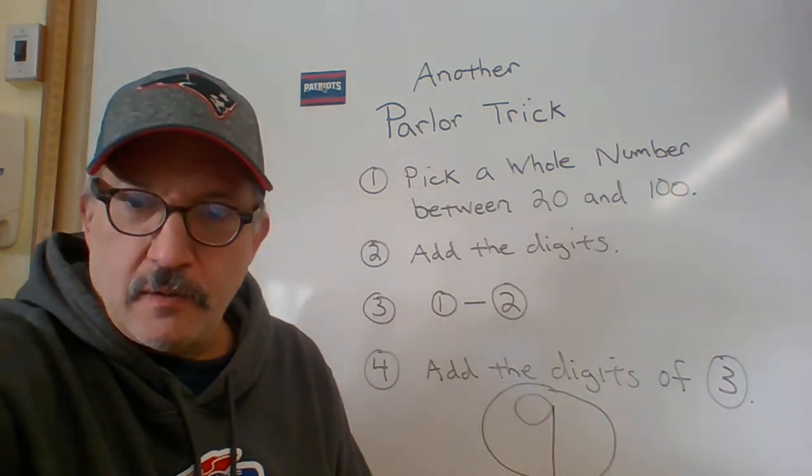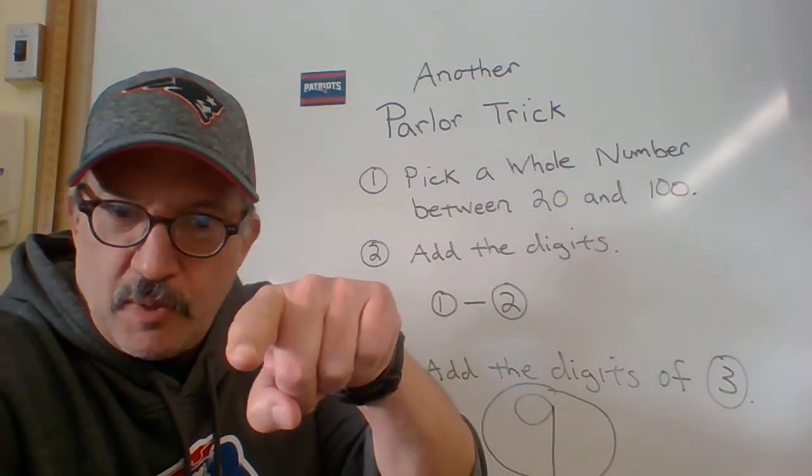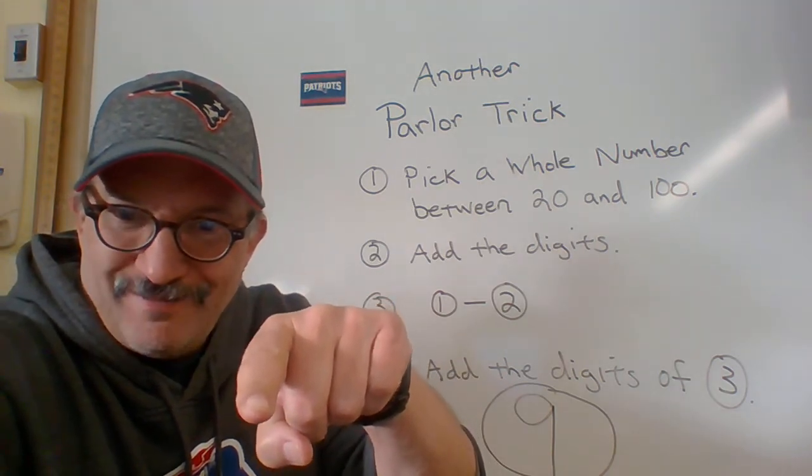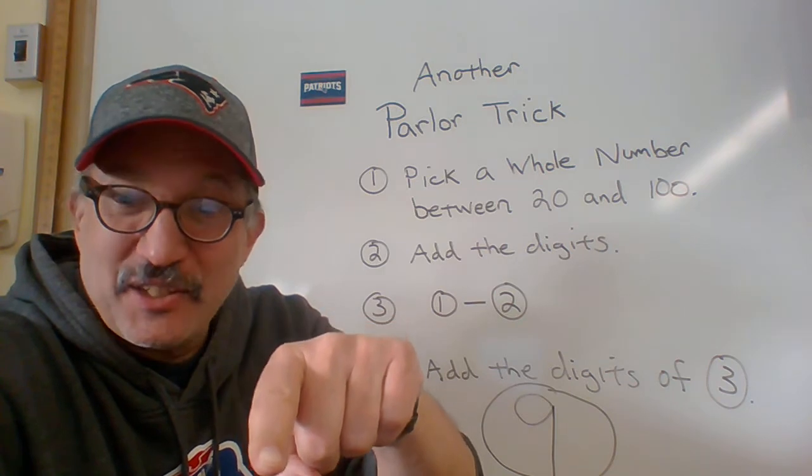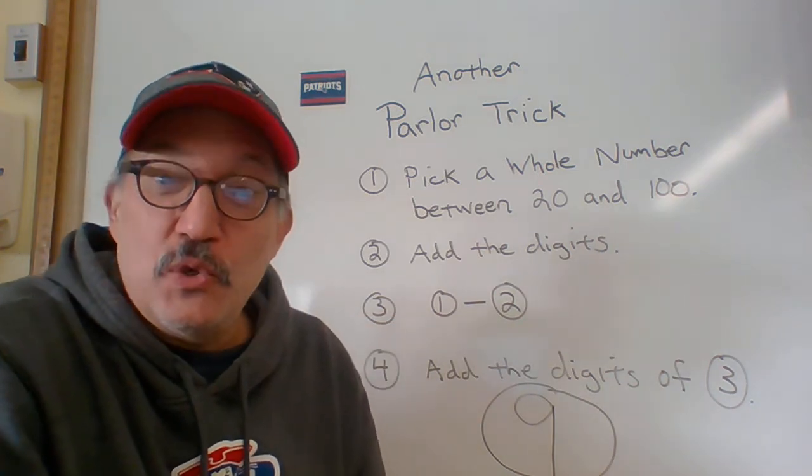You got 9. You can read somebody's mind with this trick. Not really. Let's look at the math. You knew that was coming.